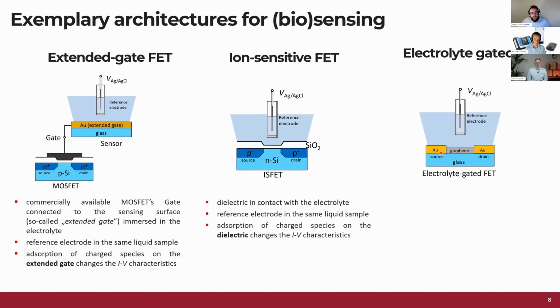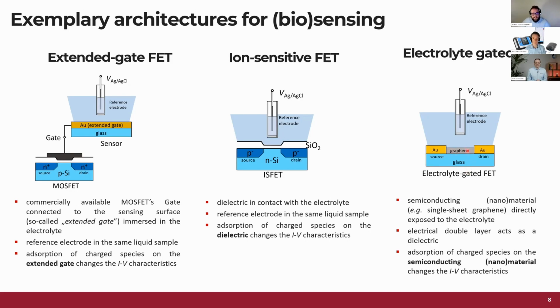In here, we use some fancy nanomaterial, for example, single sheet graphene, and then we modify the IV characteristics of the current flowing in the graphene by directly biasing it through the liquid. So the adsorption of charged species on the semiconducting nanomaterial surface changes the IV characteristics. This one also has the biggest field to explore, meaning there can be lots of different effects, for example, Faradaic effects.